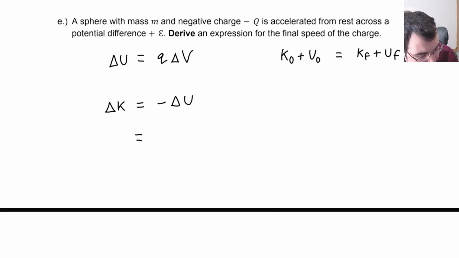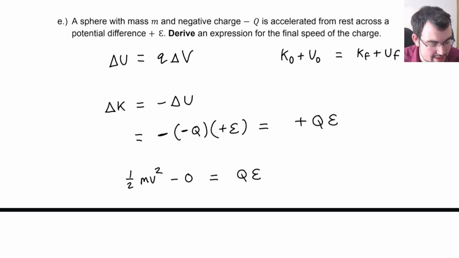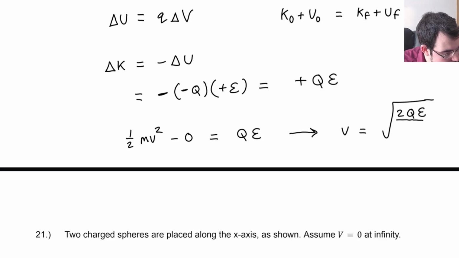So our change in kinetic energy would be negative. Our Q is negative capital Q. And our potential difference, it says, is positive script E. So we have gained this much kinetic energy, which makes sense. We should be speeding up. So we can just say that our change in kinetic, which is 1/2 mv squared, minus nothing, because we started from rest, is equal to Q times the EMF. So we get that our final speed is the square root of 2Q times the EMF divided by M.